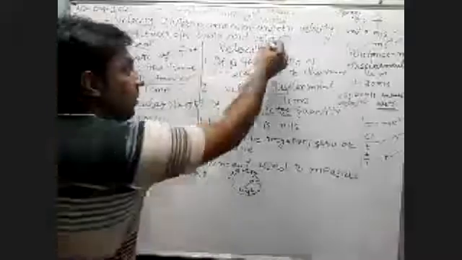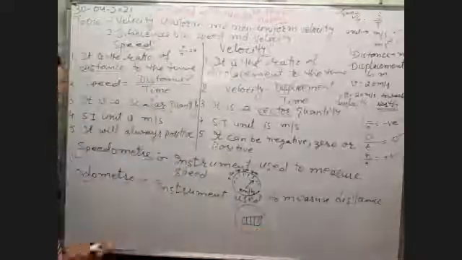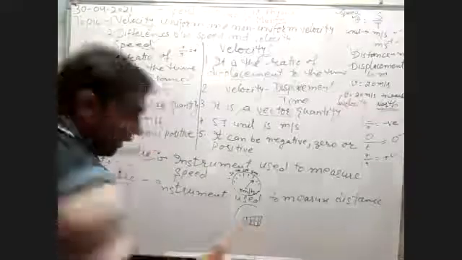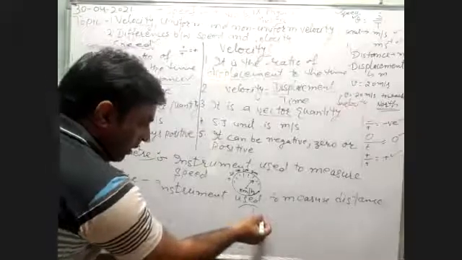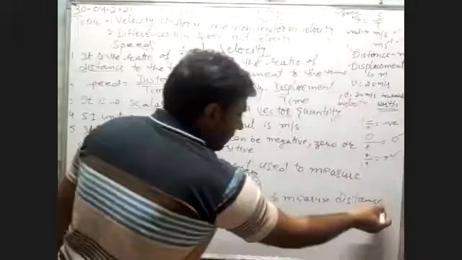How do we measure the distance? Some digits are written on another instrument, some numbers are given there. The instrument with the help of which we can measure the distance is known as an odometer.